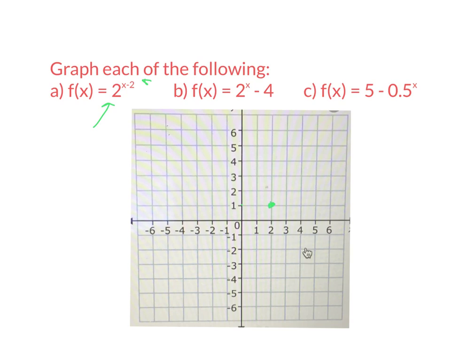Because it's 2, it's still growth. The x-axis is still the asymptote. It's just been shifted over a little bit, 2 to the right. So all the points I had earlier have been shifted 2 to the right. Let me change colors here.